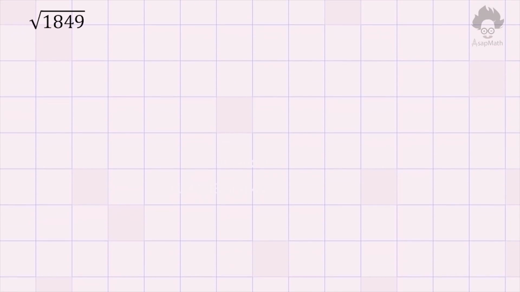Moving on to another example. Square root of 1849. Take the number 1849. Now remind the note 1 and identify which numbers 1849 falls between. 1849 is greater than 1600 and less than 2500. So, the square root of 1849 is a number between 40 and 50.